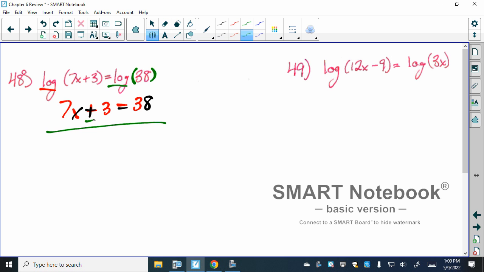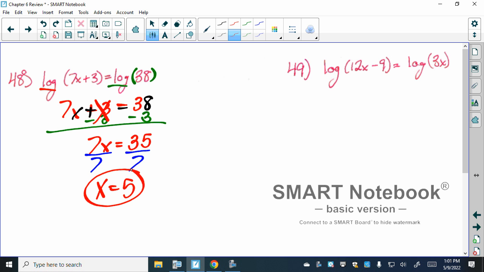And the first thing we can do is subtract 3 from both sides. These will cancel, telling us 7x is equal to 35. Then the next thing we can do is divide both sides by 7. So that's literally all you do? Yes. That's the easiest thing for this. Any other questions on 48?